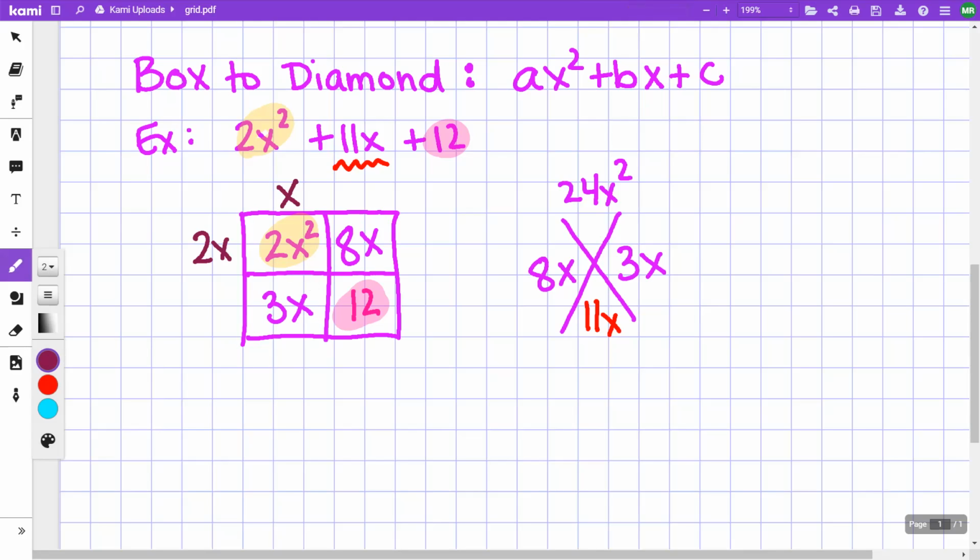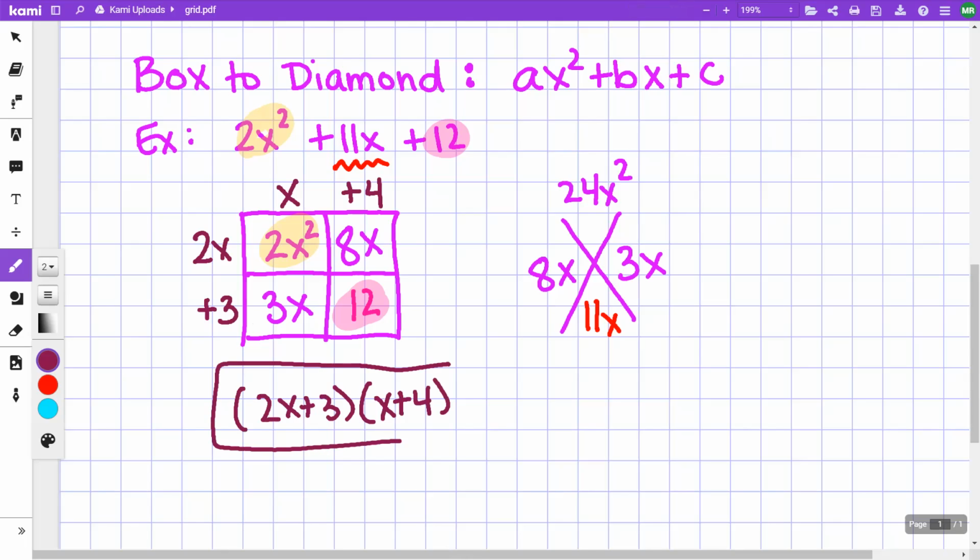So 2x times a positive 4 gets us 8x. And x times 3 gets us 3x. So our factors are 2x plus 3 times x plus 4. That is box to diamond.